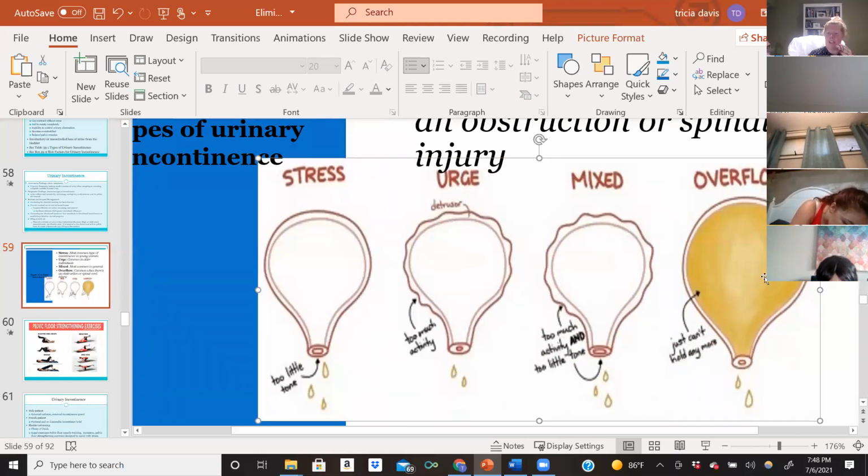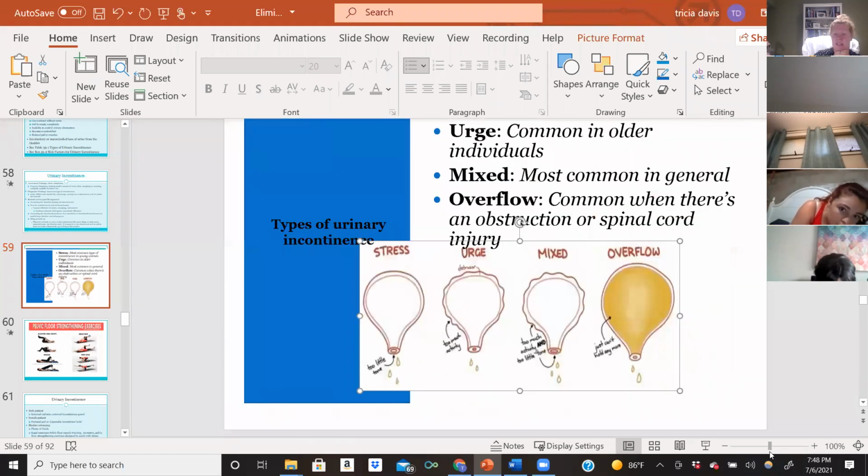Yep. It just can't take anymore, and then it won't hold anymore, literally, so it just starts leaking out. Mixed is too much activity and too little tone, so then you start to leak. Urge incontinence is too much activity, which causes the urine to come out, and then too little tone for stress incontinence. Well, then you would do Kegel, when you hear people talk about Kegel exercises, that's what they're talking about for stress incontinence.